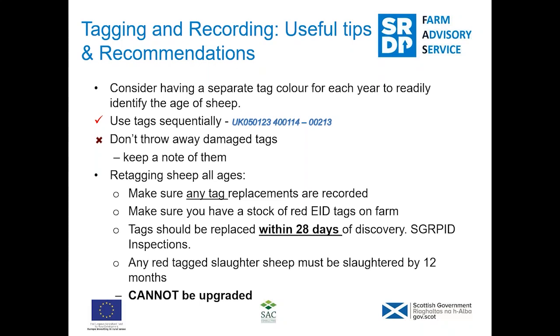Consider having a separate tag colour for each year to readily identify the age of the sheep. So for your breeding sheep, you can quickly identify them in ages. Use tags sequentially, so in order, so it's much easier for you when managing. Don't throw away any damaged tags and keep a note of them. Retagging sheep of all ages, make sure that any replacements are recorded. Make sure you have a stock of red EID tags on the farm, and tags should be replaced within 28 days of discovery. And any retagged slaughter animals must be slaughtered by 12 months because you cannot upgrade them.